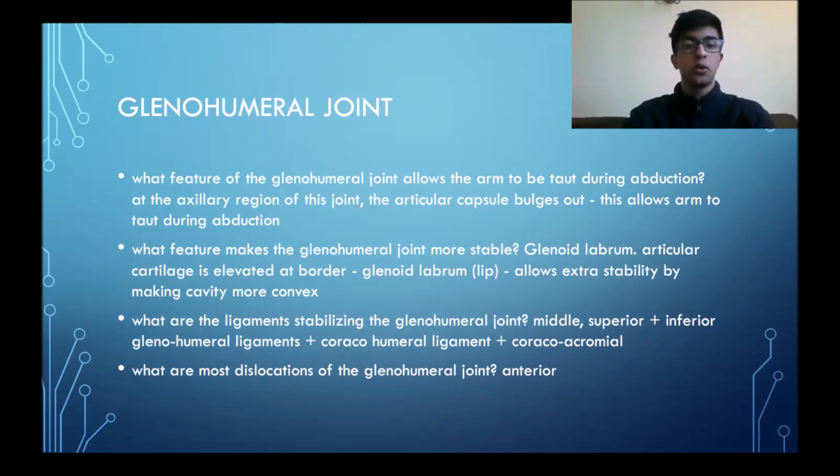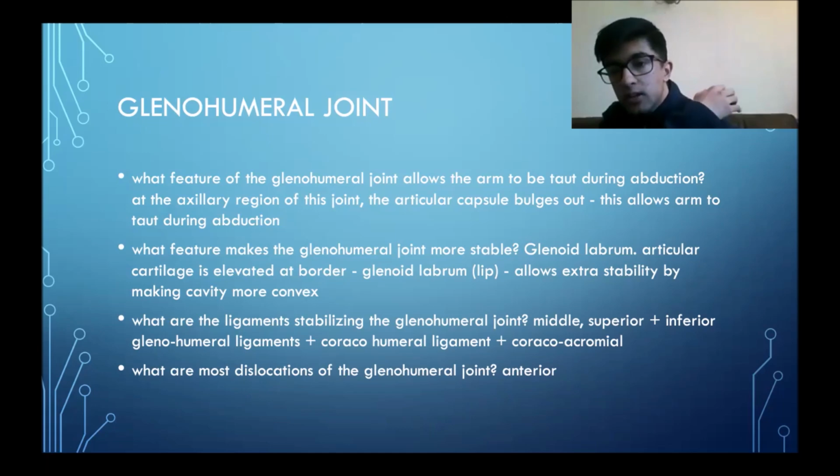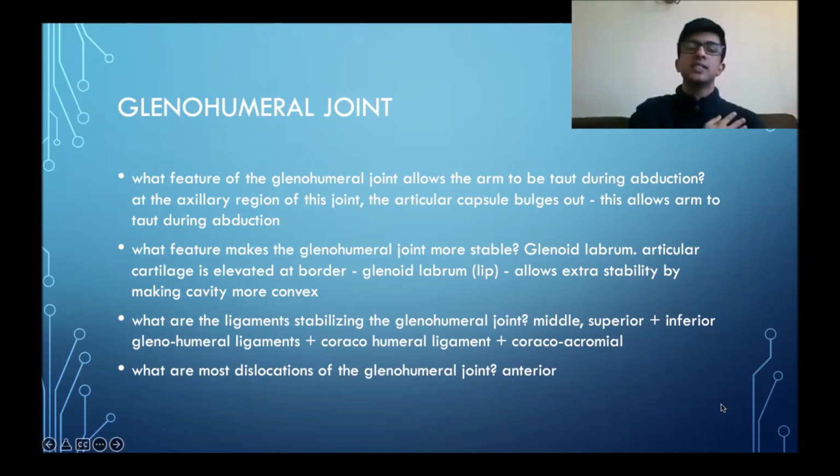Where are most dislocations of the glenohumeral joint? Anteriorly. And I realized last time when I was presenting this that this makes a lot of sense. You have the coracohumeral and coracoacromial ligaments, and those come from the coracoid of the scapula, a claw-like structure. You have more ligaments from the back, right? So you have more stability. So it makes sense that dislocations are from the front, anteriorly.